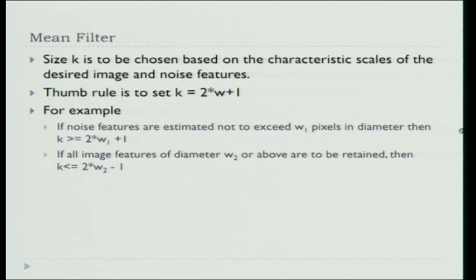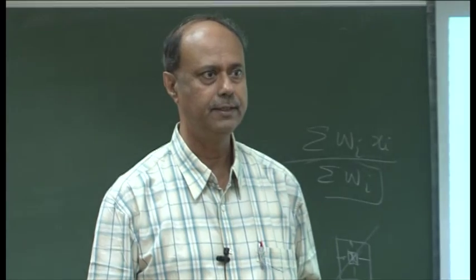Now, the value of k, as I told you, selecting the value of k is very important. You cannot select a number randomly. K is odd. The first part is clear, k must be odd. But after that also, what should k be? Is it 3 cross 3? Is it 5 cross 5? Or is it 7 cross 7?